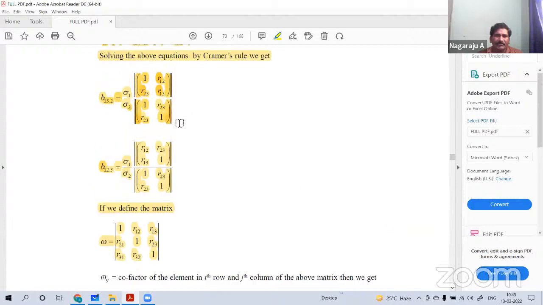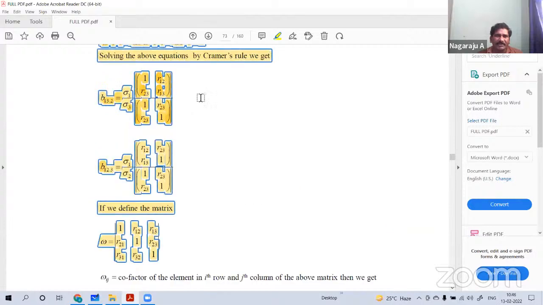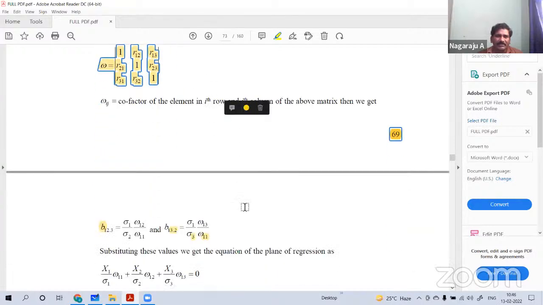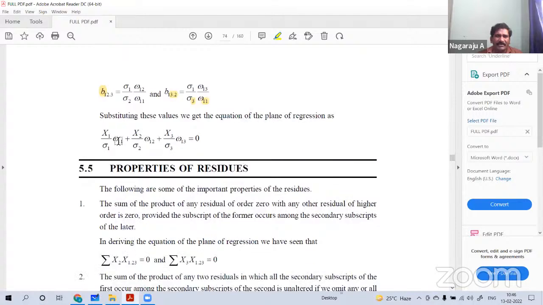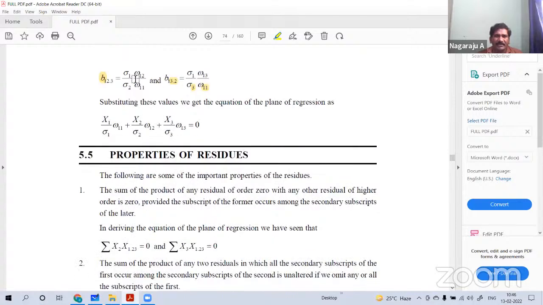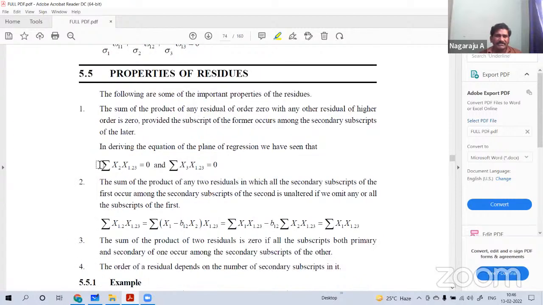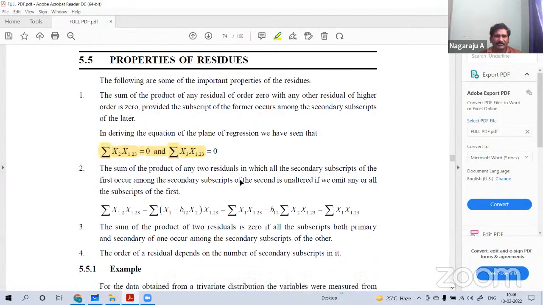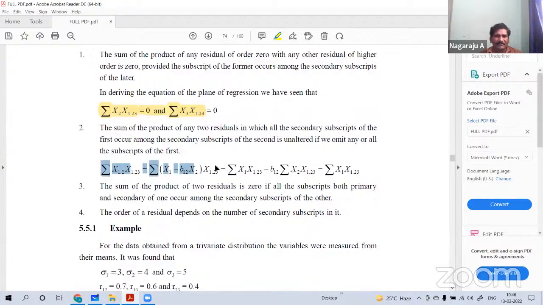Here the numerator part is called W11 and the denominator part W12. Like that, I will take W12 by W11, W13 by W11. So here I can get x1 by sigma 1 into W11 plus x2 by sigma 2 into W12 plus x3 by sigma 3 into W13 equal to 0. Properties mean it is sigma x2 into the coefficient. That is the same simplification, so we can do it. Next, the error part of the first part also we can do.